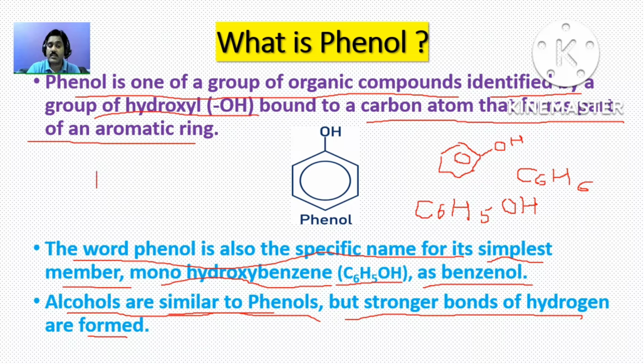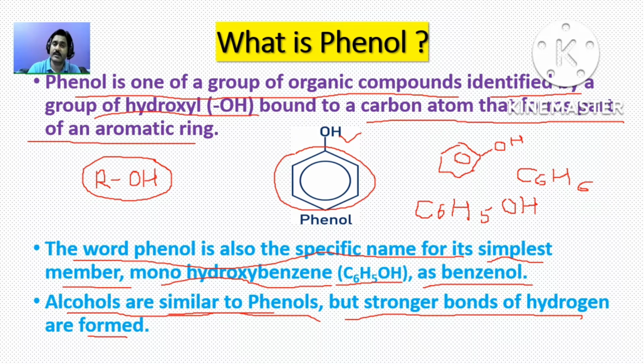In alcohols, an alkyl group is combined with an OH group. But in phenols, the aromatic ring is combined with the OH group. That is the main difference. We can say these are almost similar, but stronger hydrogen bonds are formed in phenols. That is the point you have to remember.